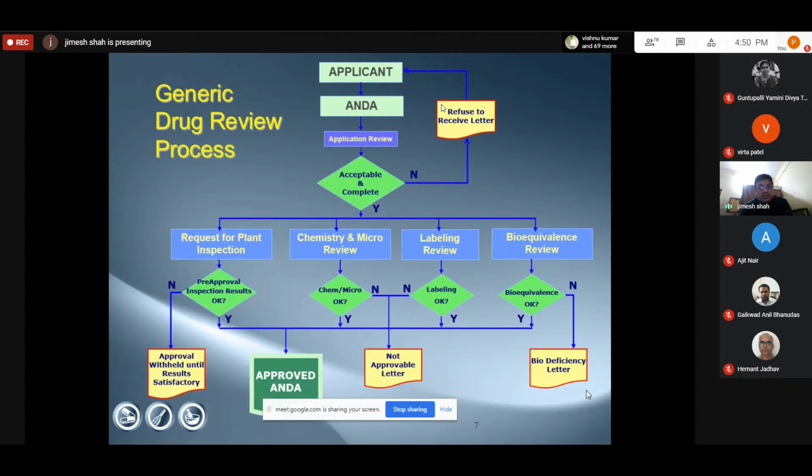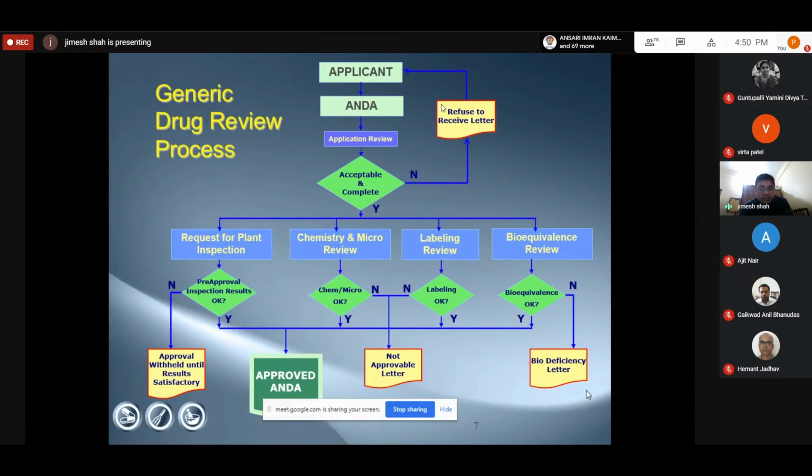There are certain criteria that we have to follow while filing the application. If there is a gap in the application, it comes under the refuse to receive letter. That is what I have mentioned on the right side, called the RTR letter. It means the agency has denied your application and you have to refile.